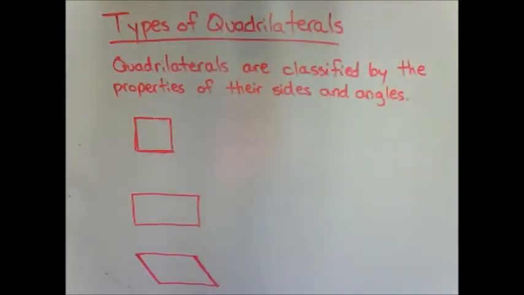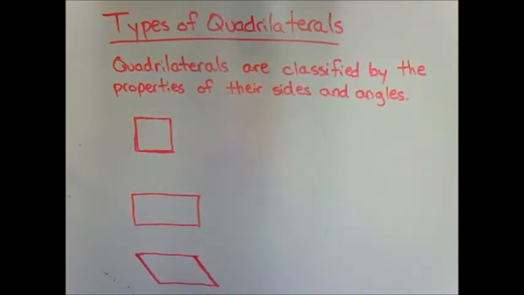All right, the last thing to get familiar with before we dive into Unit 3 is the types of quadrilaterals. Now, quadrilaterals are classified by the properties of their sides and angles. That means when we want to describe a quadrilateral, we need to talk about its sides and angles.